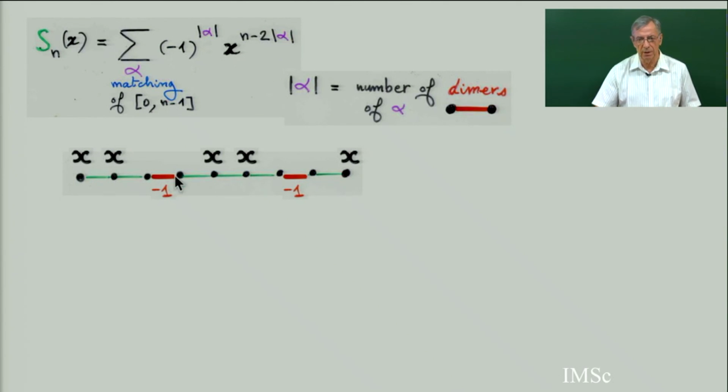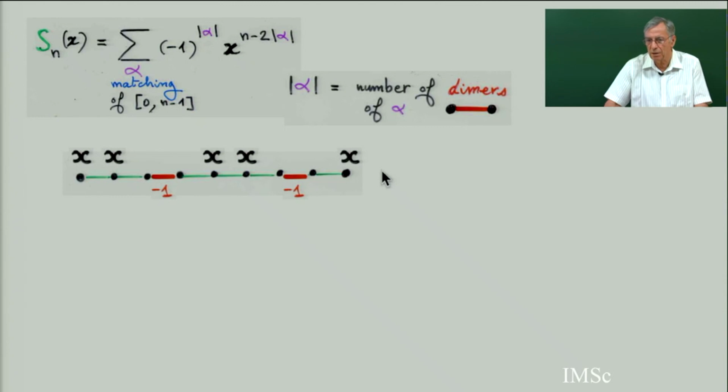So what does it mean? You see, this is a typical configuration. You take a matching, and you put a weight everywhere. You put a weight minus 1 for dimers, and a weight x for a point having no dimer, which I call an isolated point in the graph. So we are going to sum over all possible choices of dimers. The weight of a configuration is the product of all the weights, so it will be minus 1 squared, times x to the power 5.